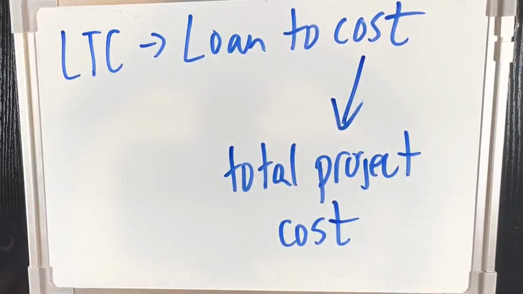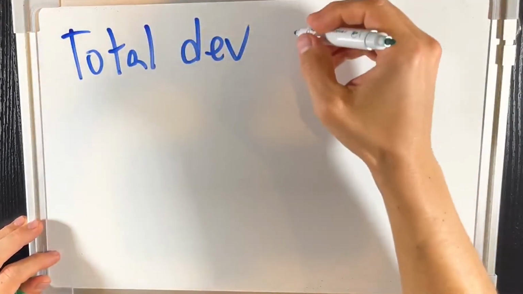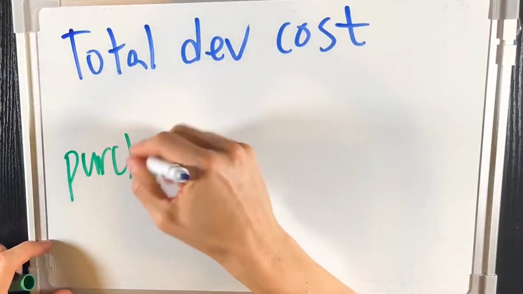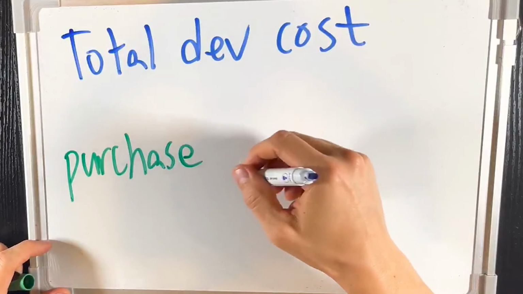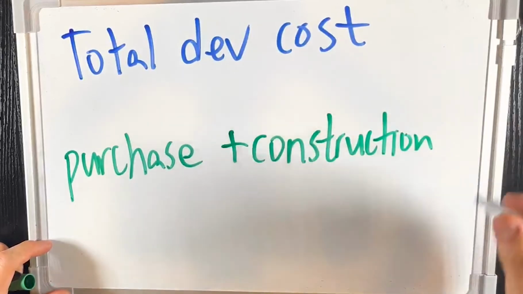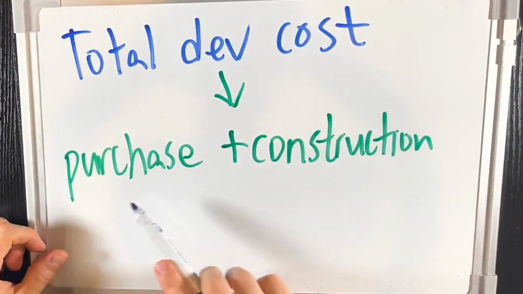Total project cost. Basically, how much money is it going to take, the land plus construction included, to do the deal, right? So let's go a bit further and illustrate exactly what this means. If someone is talking about total development cost, total dev cost, that would be the purchase price plus construction. So that is exactly what it means. When someone says total development cost, that is purchase plus construction.